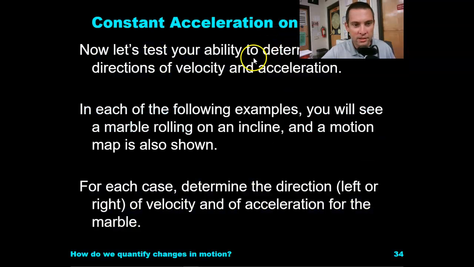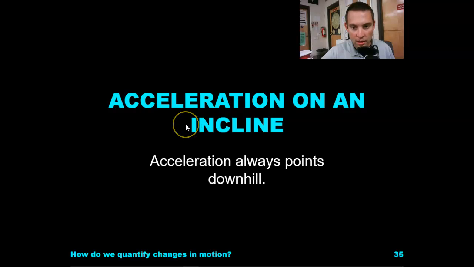Let's test your ability to determine the directions of velocity and acceleration. In each of the following examples, you'll see a marble rolling on an incline and a motion map is also shown. For each case, pause the video and determine the direction, left or right, of velocity and acceleration of the marble. Ready? Acceleration on an incline. Acceleration always points downhill.